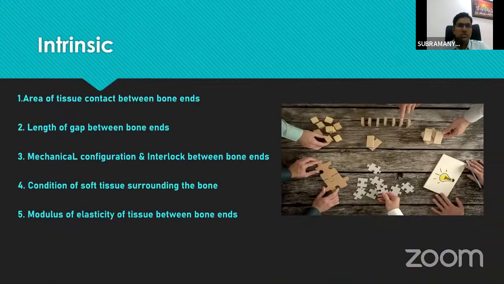The intrinsic factors for stability will be the area of tissue contact between both the bone ends, the length of gap between the bone ends, the mechanical configuration of the bone ends, that is whether it is transverse or oblique or spiral or interlocking pattern of bone ends, the condition and viability of soft tissue surrounding the bone ends, and the modulus of elasticity of the tissue between the bone ends.